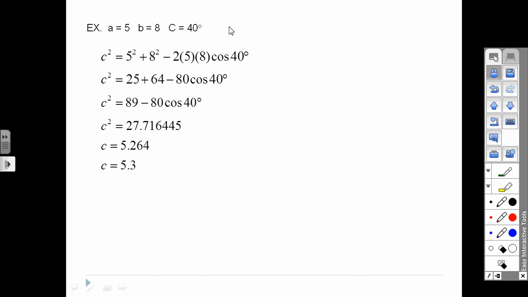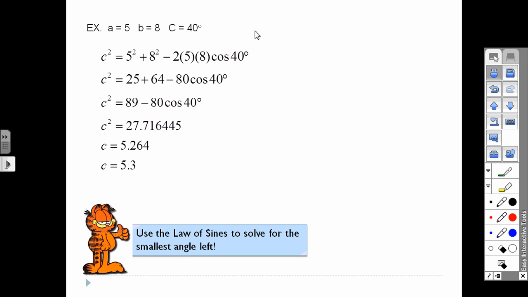But here's a little warning. If you're going to use the law of sines to solve for the next angle, you need to solve for the smallest angle that's left. So when you look at side C, 5.3, we already know that relates to angle C, so that's already set in stone. A and B, these two sides are the sides left over. When you compare them, which angle is going to be smaller, angle A or angle B? And hopefully you're saying angle A because it's the smallest side.